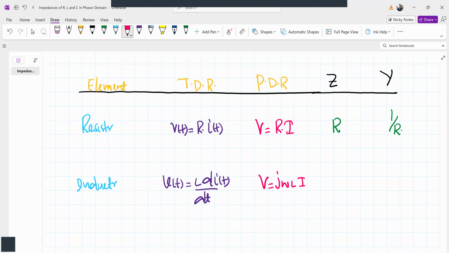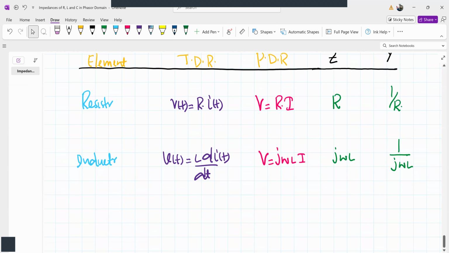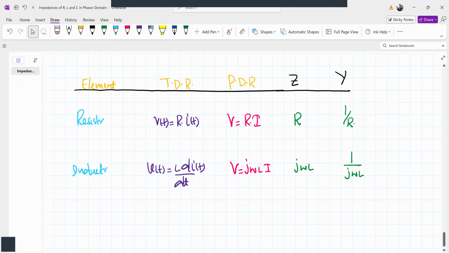So from this, impedance will be simply equal to V by I, that's equal to j omega L. So what will be the admittance? The inverse of this, that is 1 by j omega L. Okay, now the last element is the capacitor.